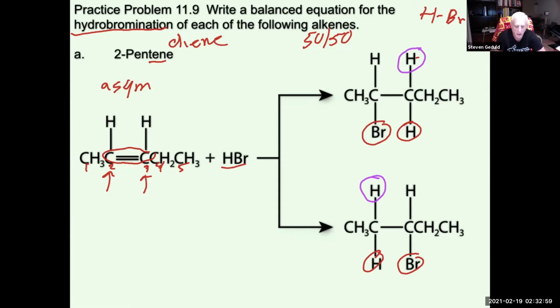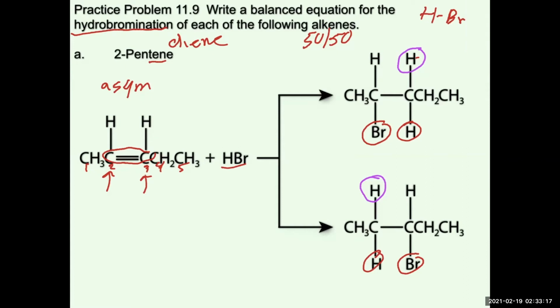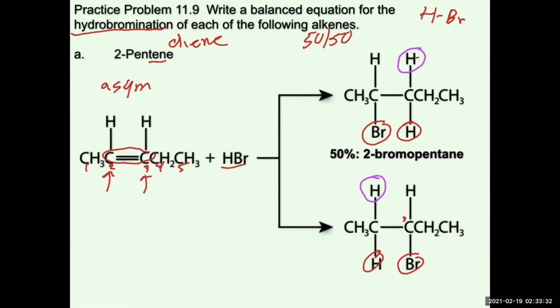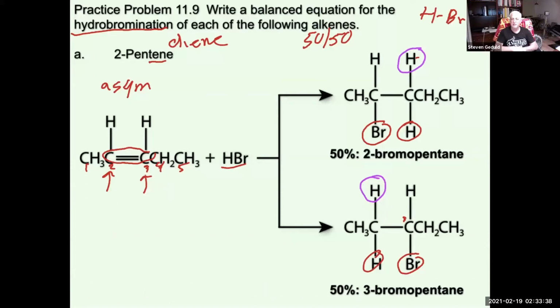All right. Who wants to name the top one? Any guesses? 2-bromopentane. You got it. Perfect. 2-bromopentane, and it's 50%. And the bottom one is going to be what? What carbon is this one here? 3. Perfect. So 3-bromopentane. You got it. And it's 50-50. See, it's not so hard when I do it, right?